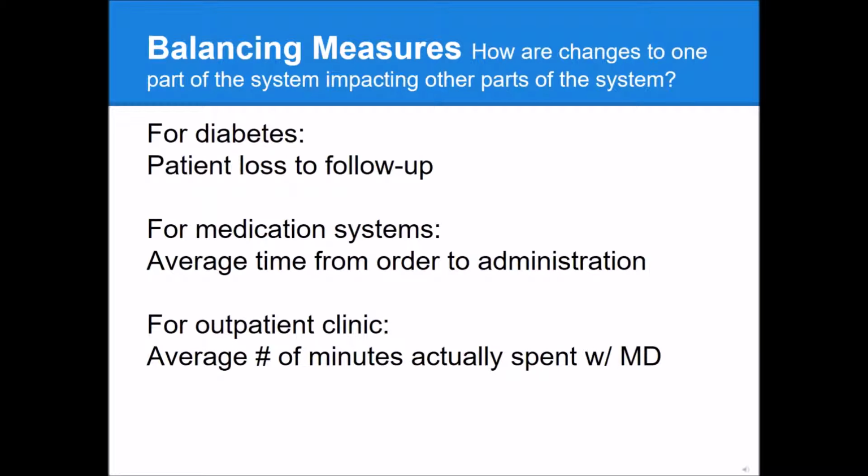And for your outpatient clinic, you could look at the average number of minutes actually spent with a doctor by each patient. For instance, it wouldn't do a whole lot of good to decrease the wait time in your clinic if, by doing so, you cut in half the number of minutes that patients actually get to spend with a doctor. Because, for a variety of reasons, as you could probably imagine, that would decrease the quality of your care, probably.